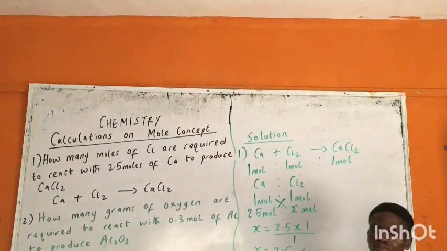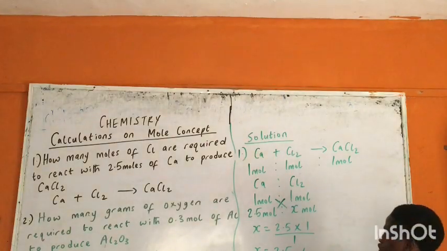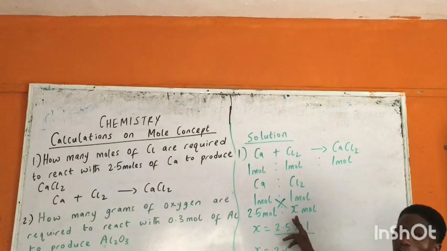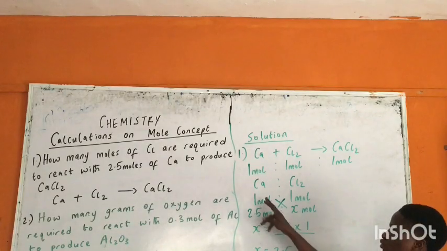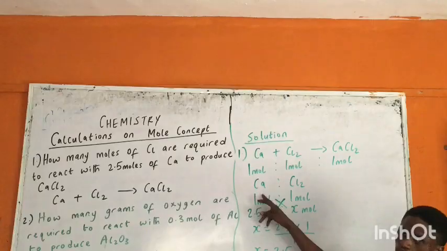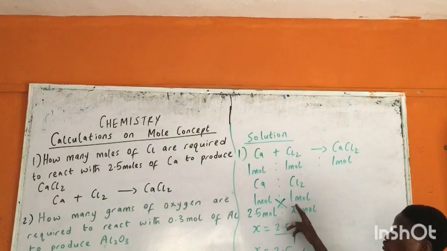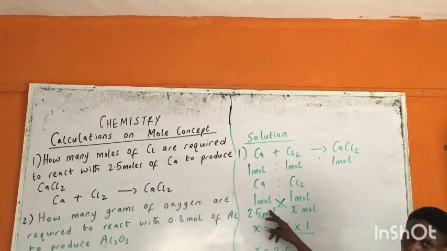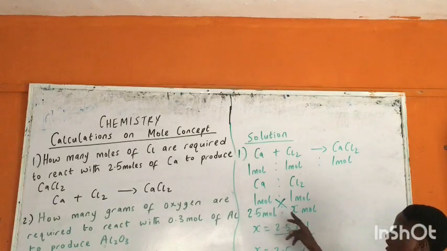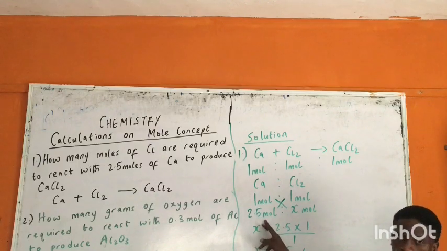So it means that 2.5 moles of chlorine are required to react with 2.5 moles of calcium. Since 1 mole is required to react with 1 mole of calcium, we need 2.5 moles to react with 2.5 moles of calcium.